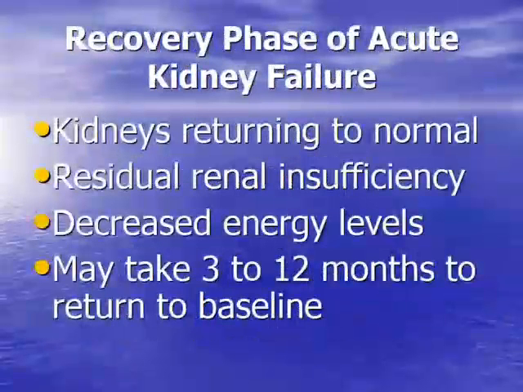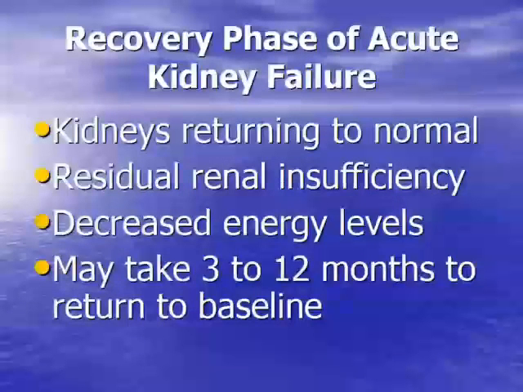The recovery phase is considered phase 4 of acute renal failure. The kidneys start to return to normal. The residual renal insufficiency should be repairing itself. The patient will still have decreased energy levels, and remember, this phase can take anywhere from 3 to 12 months to have that patient's kidney function return back to normal. And remember, some patients will never have kidney function get all the way back to normal if they've experienced acute renal failure.